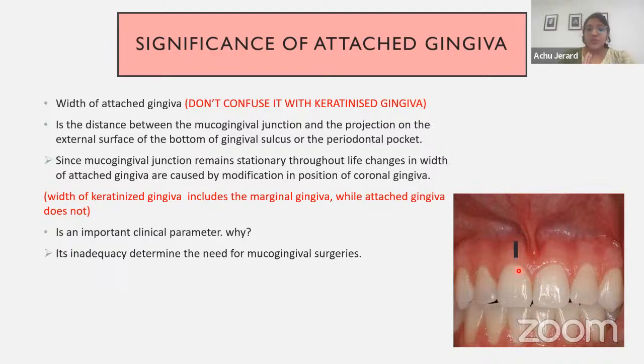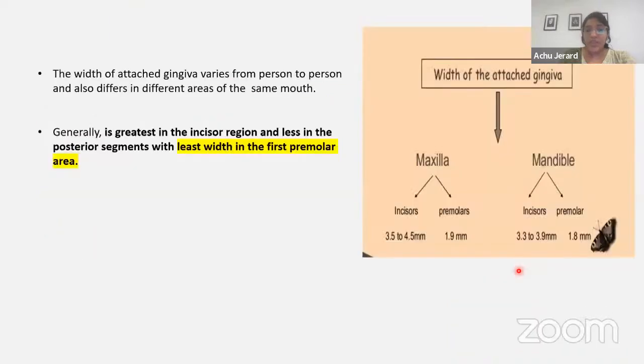Okay. So the only thing you have to remember is that keratinized gingiva is different from attached gingiva in that keratinized gingiva also includes the marginal gingiva. Okay, so you should know the width of attached gingiva, and it varies from person to person as well as location to location. It is seen maximum in the maxillary anterior region, and with least width seen in the premolar region, that too the mandibular premolar region.